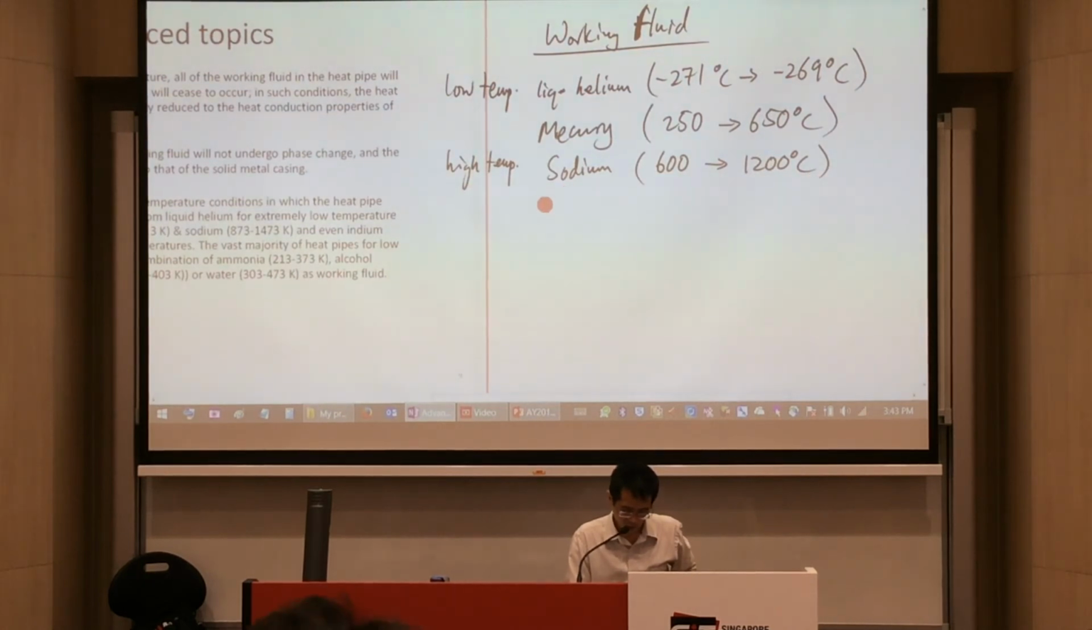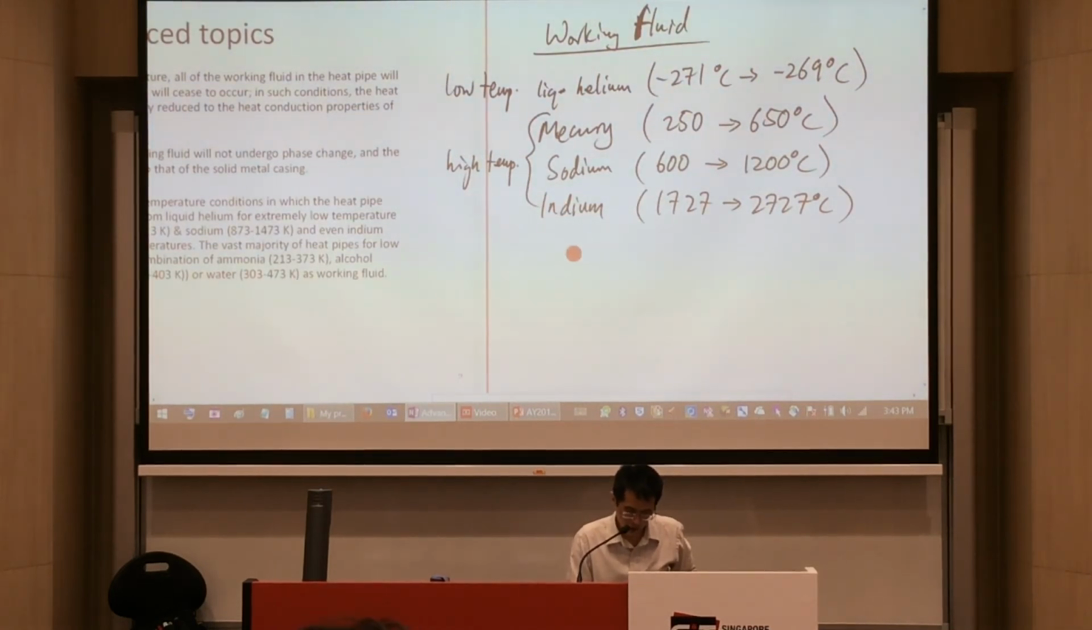So another one would be the material that's called indium, which is even higher, to 2727 degrees Celsius. Right, so all these are for high temperature.